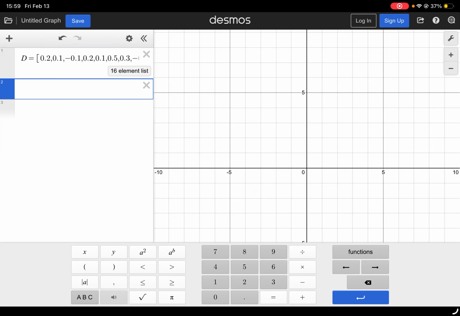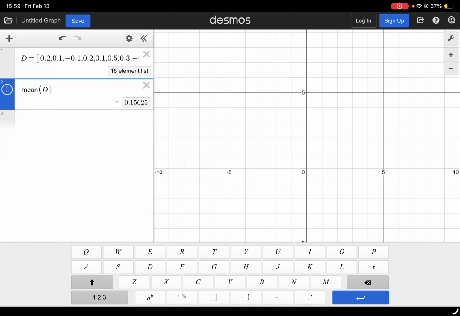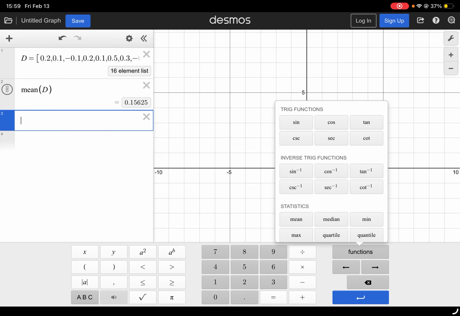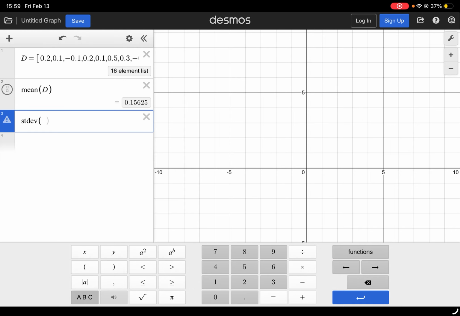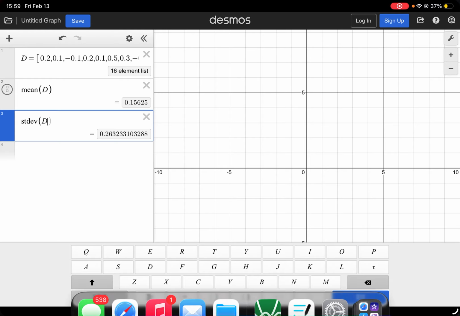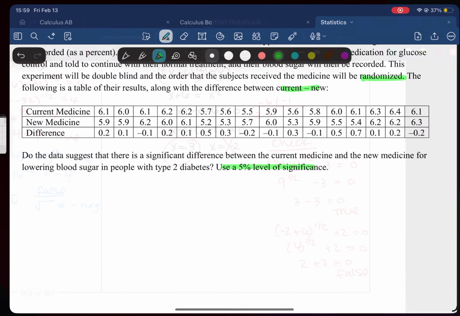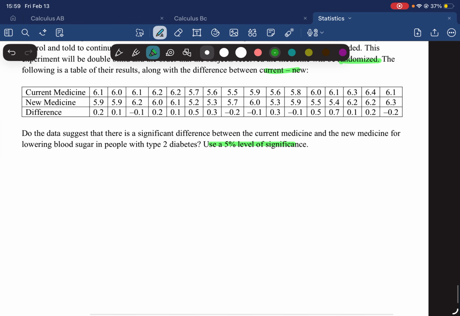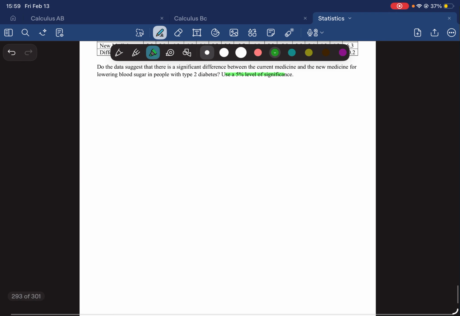Well, for my communication part, I'm going to have to find the mean and standard deviation, so I'm going to do that now. I'm going to go to functions, click on mean, and then do the mean for the difference, and I get 0.156. And then I'm going to do the same for standard deviation. Type in my list of D, and I get 0.263. And so I'm going to use this on my notes, and I'm going to go ahead and put the calculation portion together.